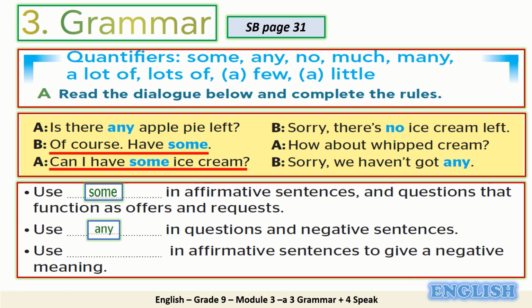Use any in questions. For example, is there any apple pie left? And in negative sentences. For example, sorry, we haven't got any. Use no in affirmative sentences to give a negative meaning. For example, sorry, there's no ice cream left.